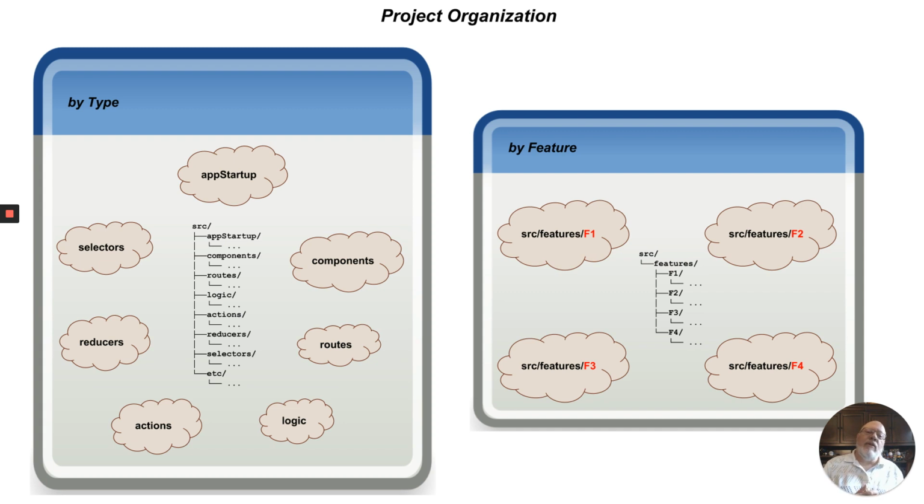So in general, I think the consensus is that a feature-based structure is going to scale better simply because there is that direct correlation between your requirements and the implementation.